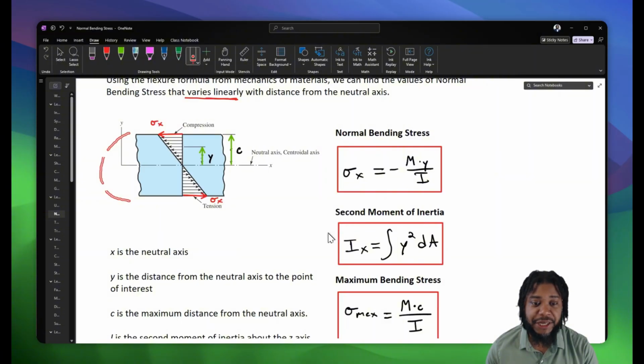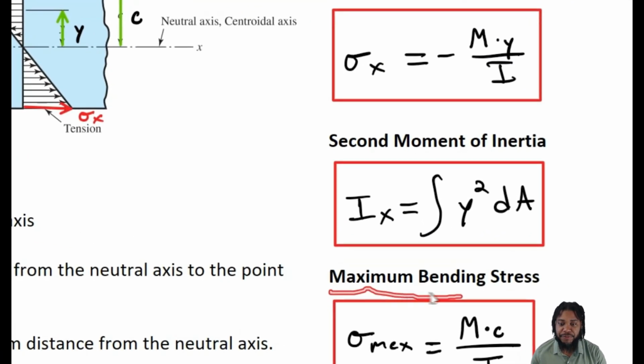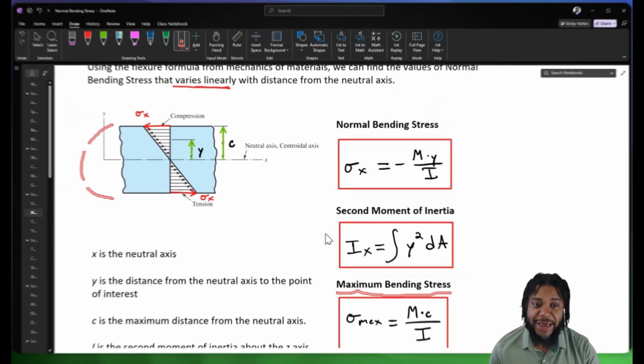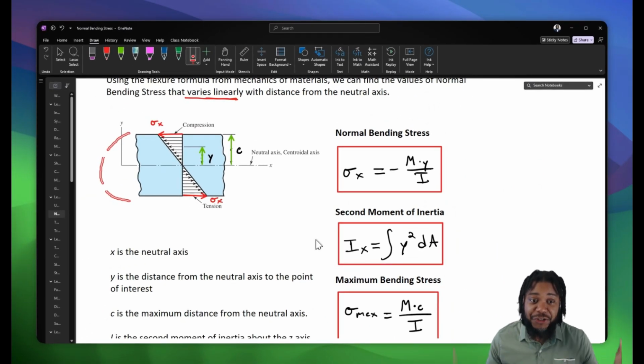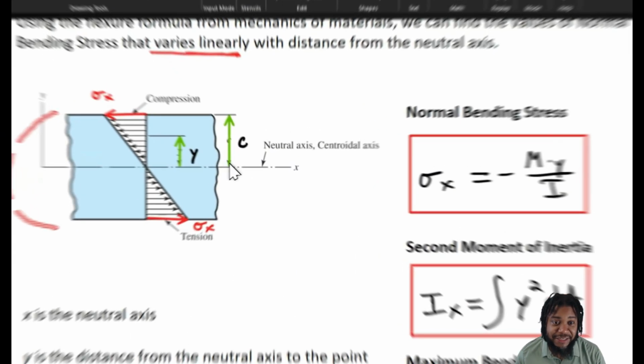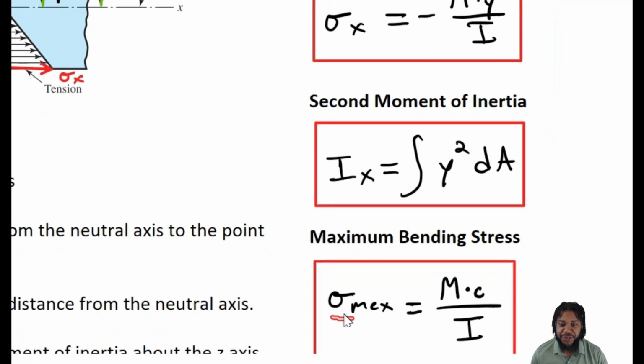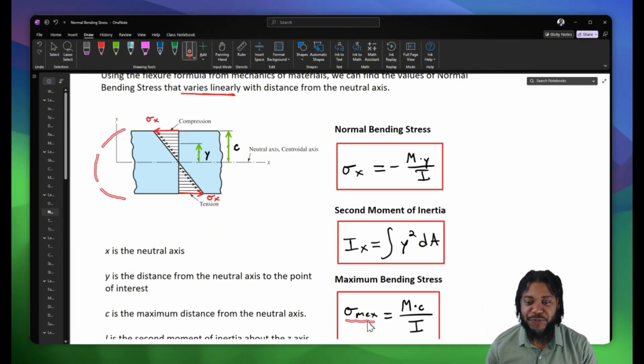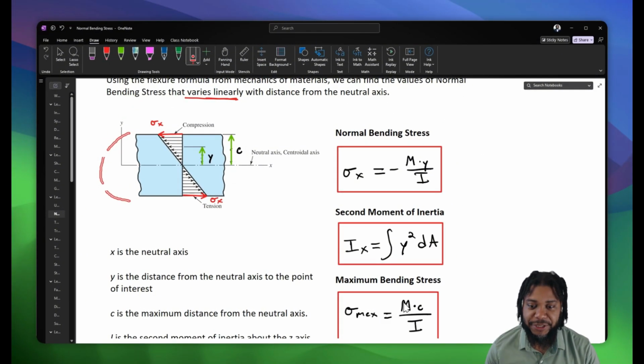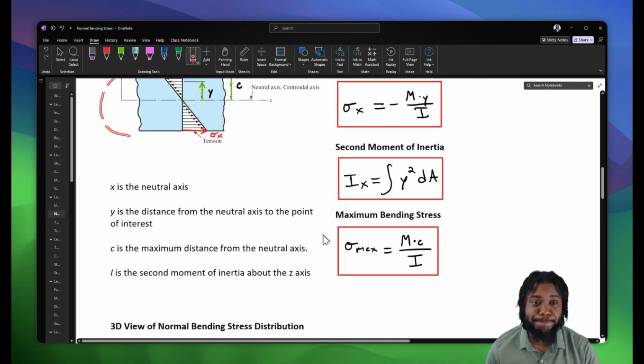And then finally, what is the maximum bending stress? Well, the maximum stress is on the outer edge, the furthest distance in our beam. In that case, it's dimension c, the outer edge. So sigma max, the max normal bending stress, is equal to the moment times that distance c divided by our second moment of inertia, right?